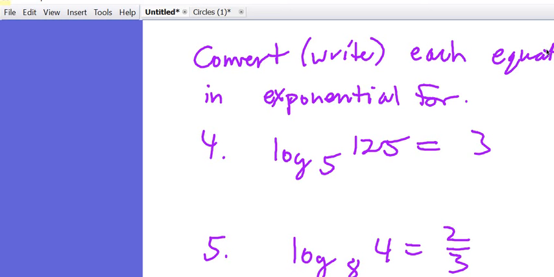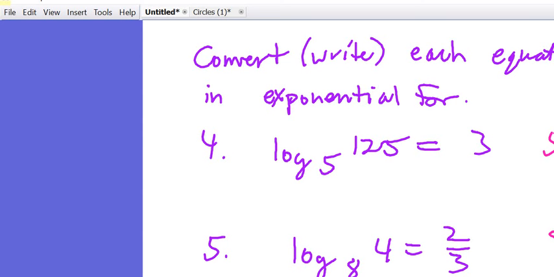So what are we doing? We're going to take our base, which is 5, raised to the exponent, 3, equals 125. Over here, base 8, exponent 2/3, equals 4. Okay, so what does 8 to the 2/3 mean? It means the cube root of 8 squared. So the cube root of 64 is 4. All right, and then 10. Now, 0.001 is really 1 over 1,000. And that's what 10 to the negative 3 is.